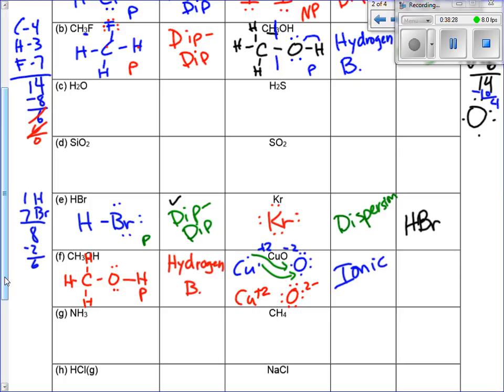Okay? Out of those two, though, who's stronger? Hydrogen bonding or ionic? Ionic is. So therefore, our copper 2 oxide would be the correct choice for the higher boiling point. Alright. Now let's look at the last one on the other side.